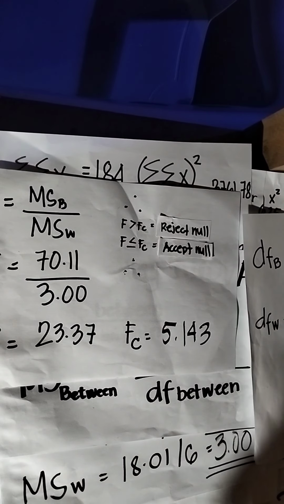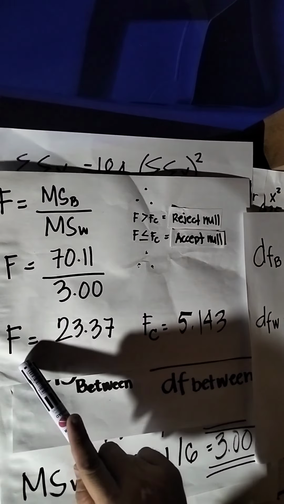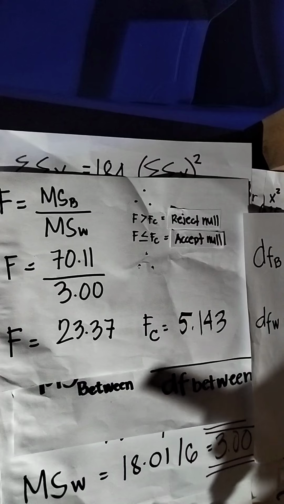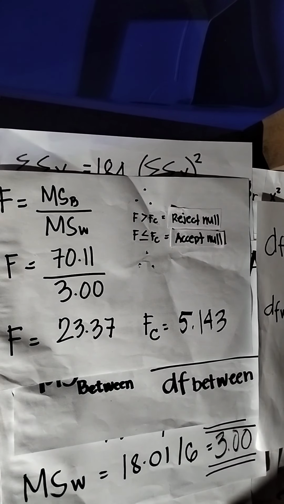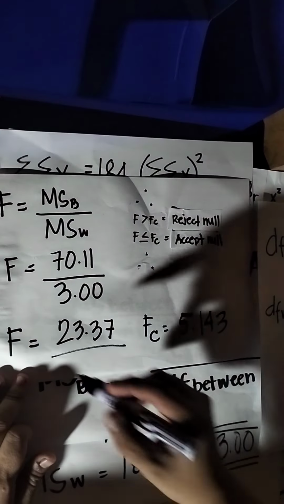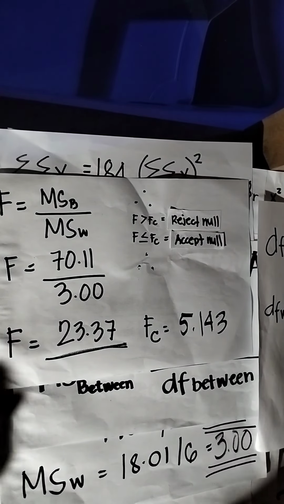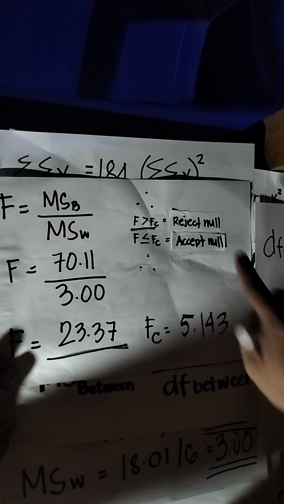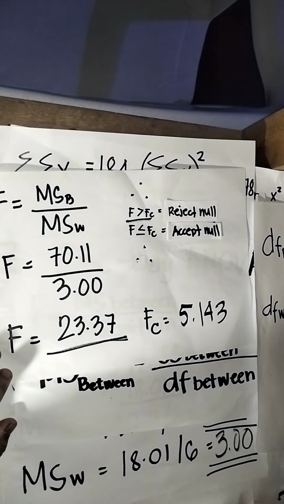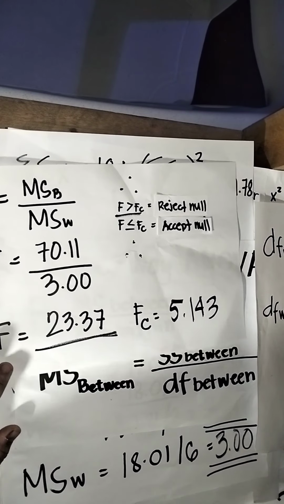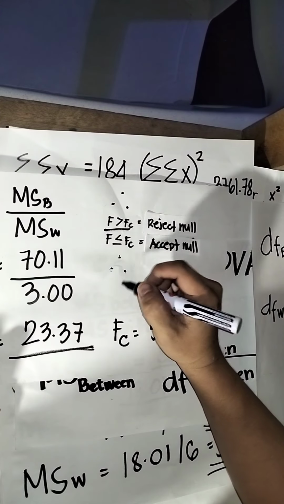So karon, asa man ang mas dako? Is it our F statistic katong ato na solve or kaning ato F critical value? So our F statistic is greater. So we have 23.37. So we need to reject the null because we will not accept the null. We will reject our null. So what is now our conclusion?